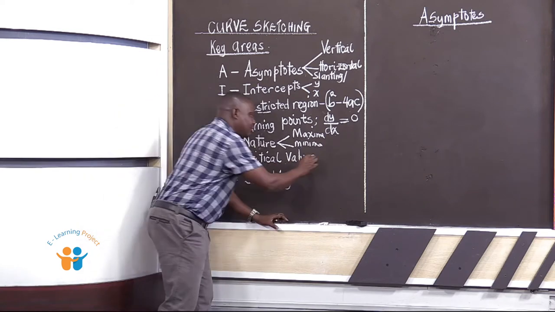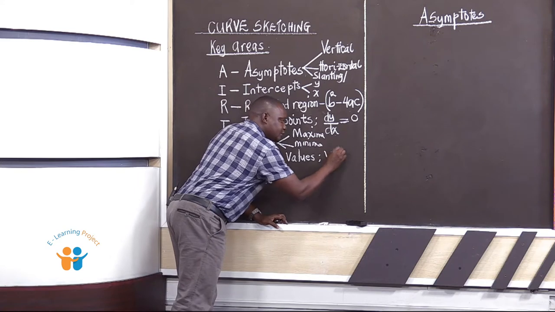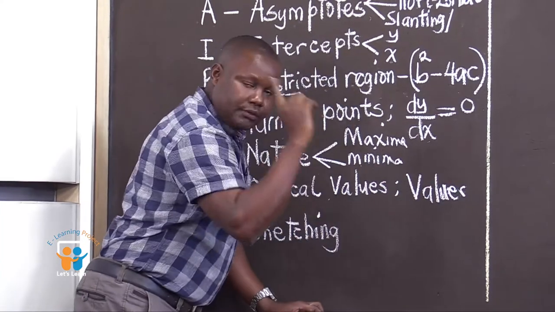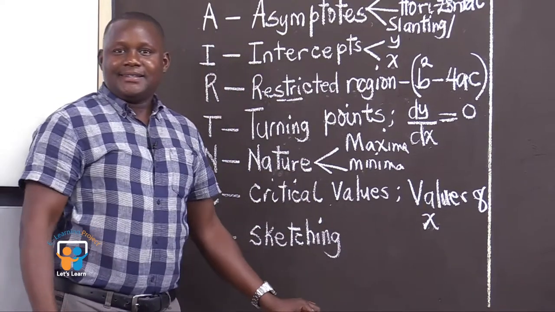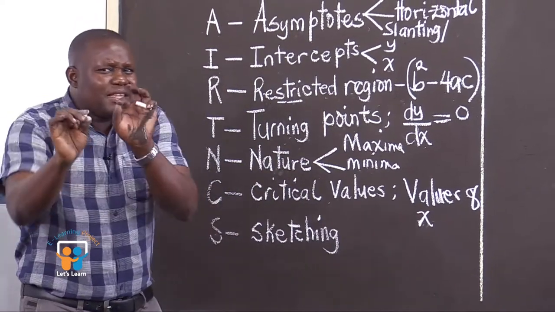values. Now, the critical values basically are values of what? Are values of X. All right? Now, there is going to be something we will be doing.